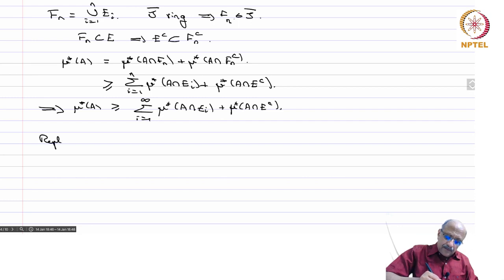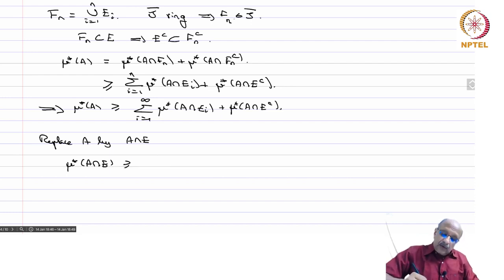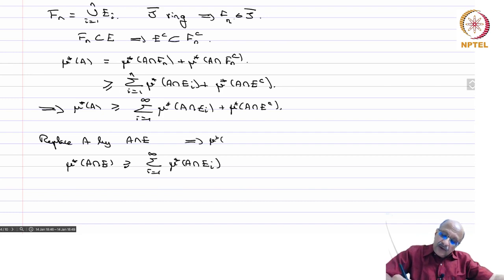Now replace A by A intersection E. So then mu star of A intersection E is greater than or equal to the sum over i equals 1 to infinity of mu star of A intersection E_i, because A intersection E complement will be 0. That won't give you anything, and consequently this implies mu star of A intersection E complement is 0, and therefore you have mu star of A intersection E is bigger than or equal to just this, but by subadditivity this is greater than or equal to mu star of A intersection E. This is subadditivity.